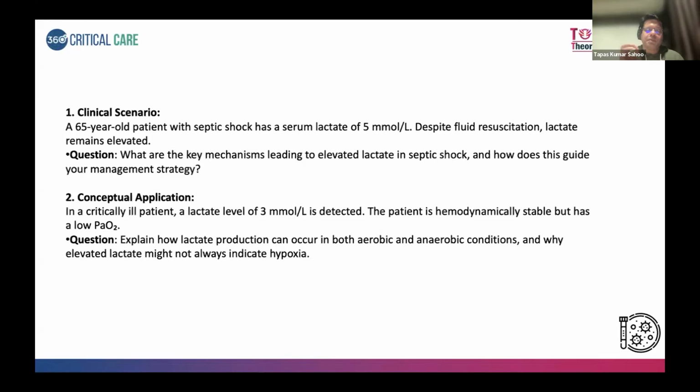detected. Now, the patient is hemodynamically stable but has a low PaO2. Now explain how lactate production can occur in both aerobic and anaerobic conditions and why elevated lactate might not always indicate hypoxia. I hope all of you understand this question, which is a little bit twisted to test the in-depth understanding of this lactate physiology.